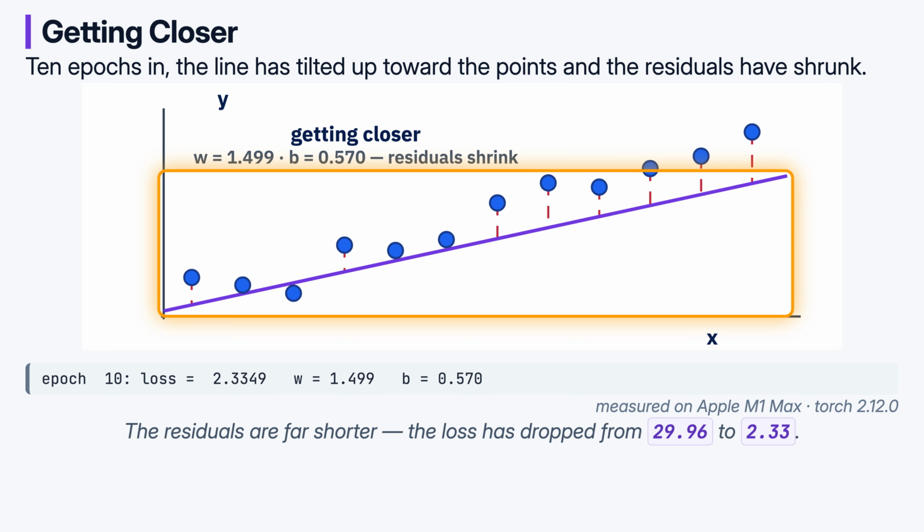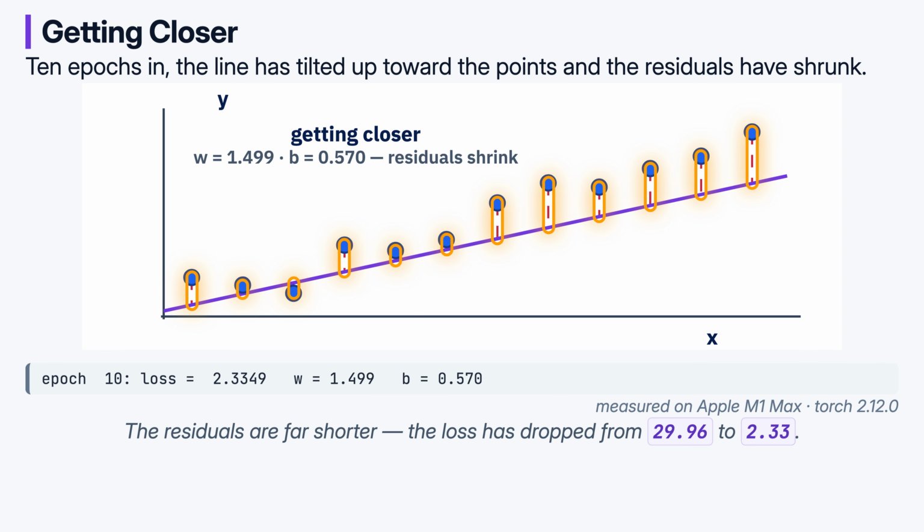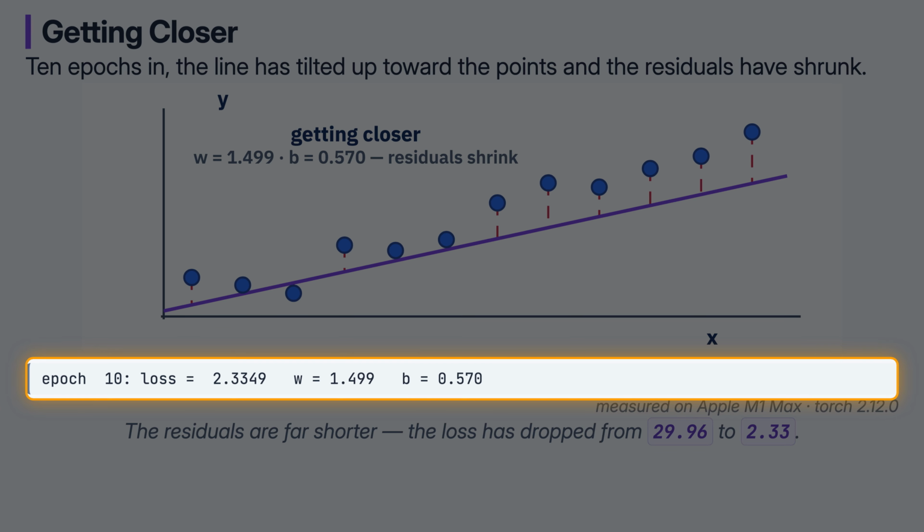10 epochs in, the line has tilted up toward the points. It is climbing toward its true slope of 2. Look at the residuals now. They are far shorter than before. Shorter residuals mean a smaller loss. It has dropped from 29.96 down to 2.33. W is 1.499. B is 0.57.